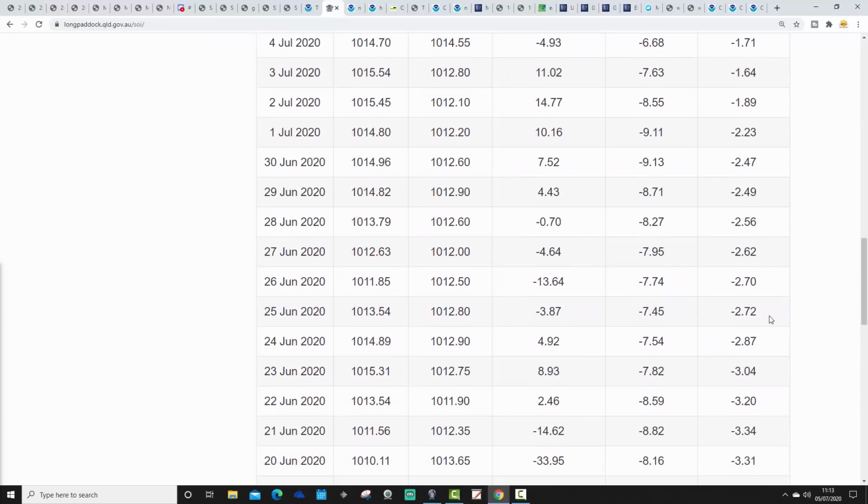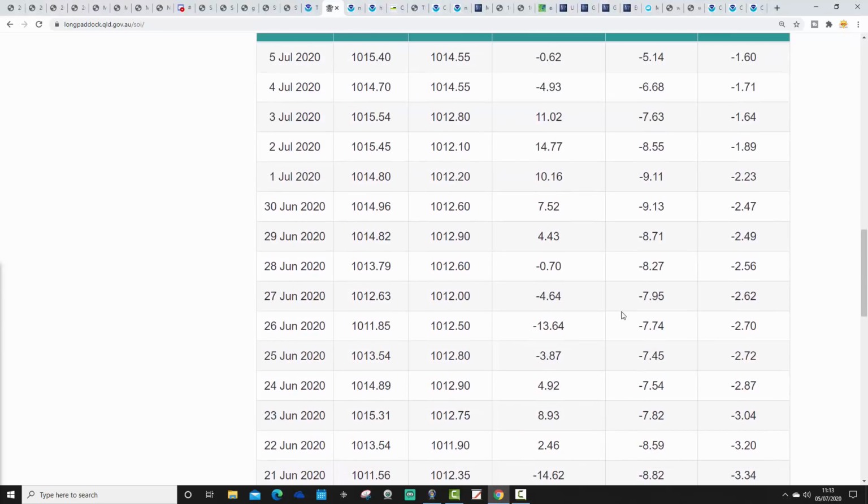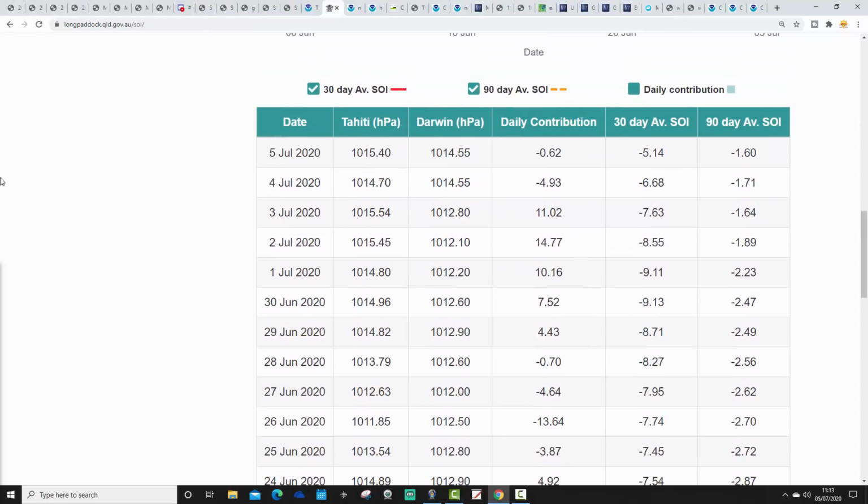So back into June, we did have some quite intense negativity of the SOI. Around the 18th of June, we went down to minus 30 with the SOI. 19th of June went down to minus 32. 20th of June went down to minus 33. Really, really negative with the SOI. That's a strong El Nino type atmospheric setup. More recent days have tended to be more positive though.